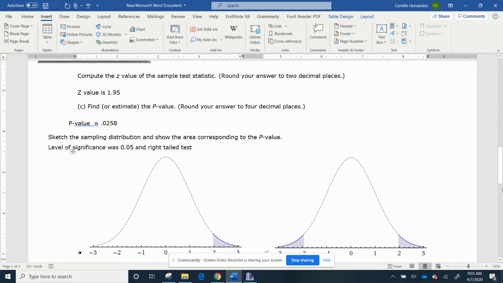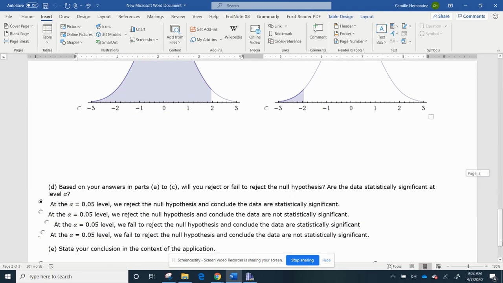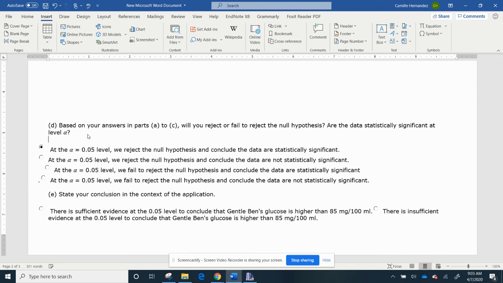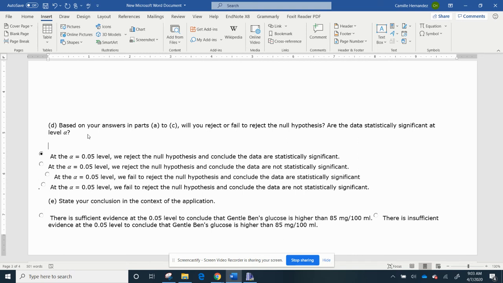All right, so let's keep going. Down here, I know this is long, sorry. Ignore this dot. It got put in there accidentally. So will you reject or fail to reject the null, and is the data significant? All right, so let's look at this. I do a really stupid thing, bear with me, but it might help.